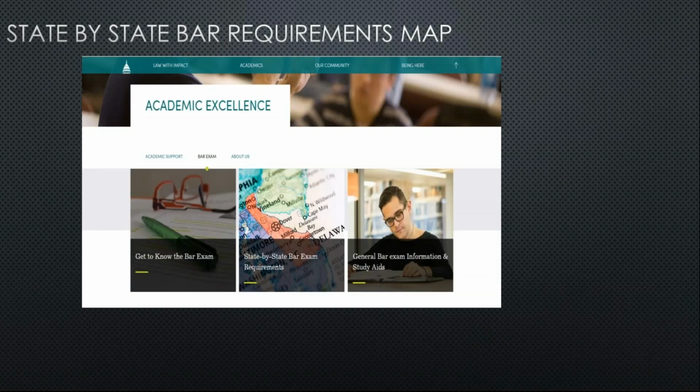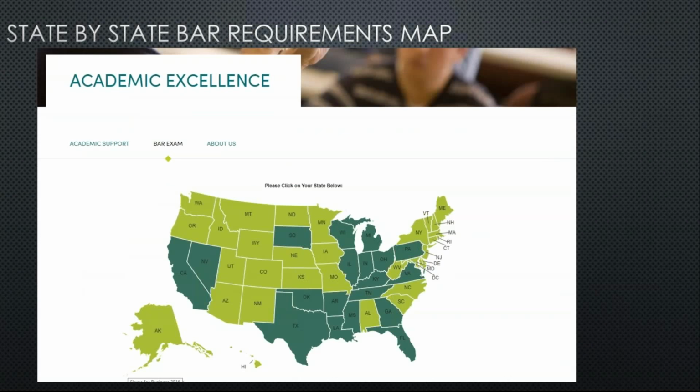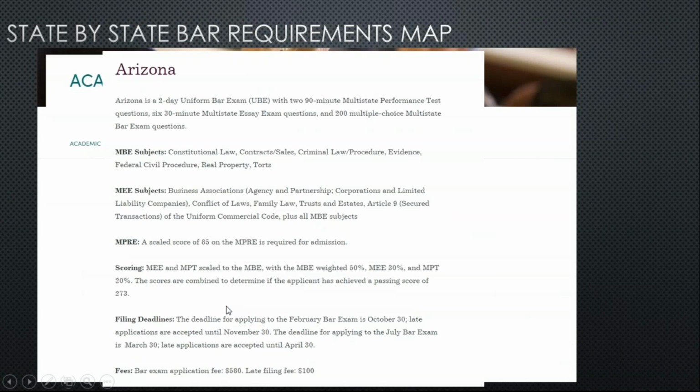If you go to our webpage on the law school website and click on bar exam, there is a section for state-by-state bar exam requirements. Our office has created a neat little map where you can go, click on a state, and it'll give you the information that we just discussed. So it talks about the subjects tested, MPRE passing scores, which we'll talk about in a little bit, the weighted exam, and filing deadlines and fees. So it's a really good resource. If you're not quite sure which jurisdiction you're interested in, you have an opportunity to go through that map and check out all of the requirements from each jurisdiction.